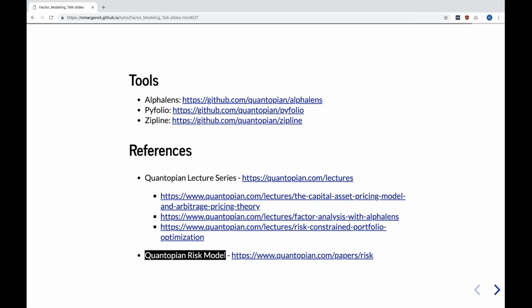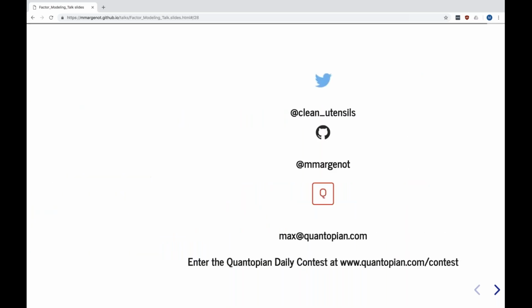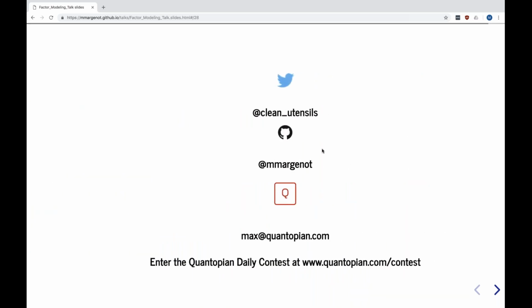If you're looking for any sort of risk modeling papers, there's like the Axioma handbook and the Barra handbook and all the stuff that they put together. There's also our risk model, which is on our website at quantopian.com/papers/risk.